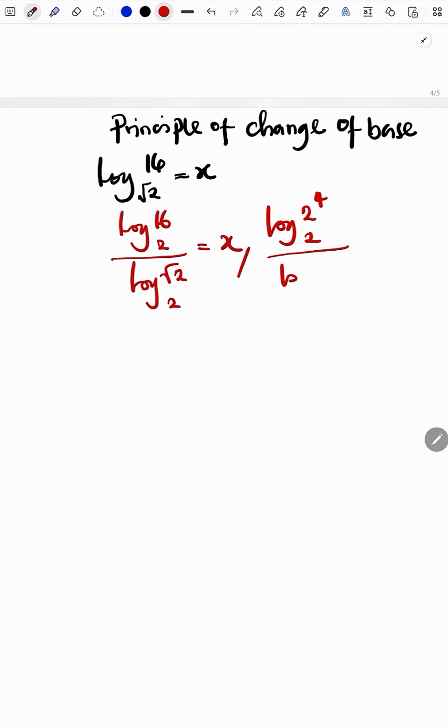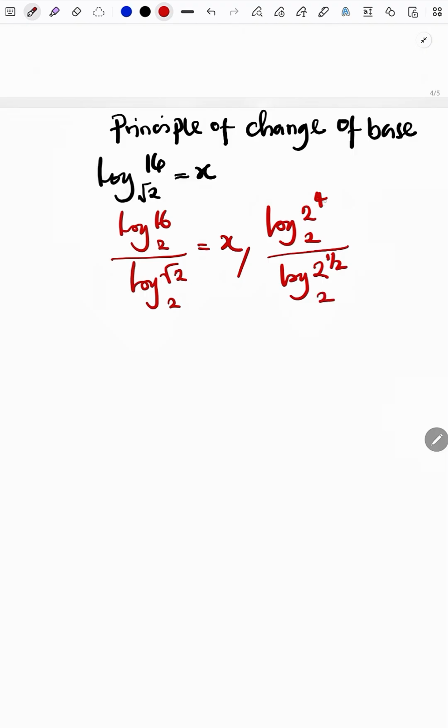I want to explain the concept of change of base. As you've seen in this problem, log 16 base root 2 is equal to x. You're asked to find the value of x. So to deal with this, what value do 16 and root 2 have in common? 2. So let the change of base be 2. This becomes log 16 base 2 all over log root 2 base 2. Do not forget this is equal to x. We can break this down: 16 is the same thing as 2 raised to power 4, base 2, all over log root 2, which is the same thing as 2 raised to power 1 over 2, base 2.